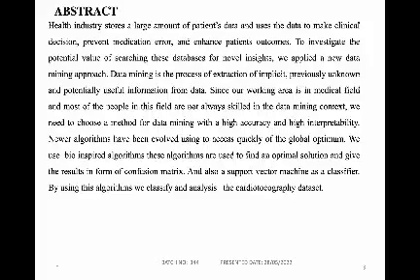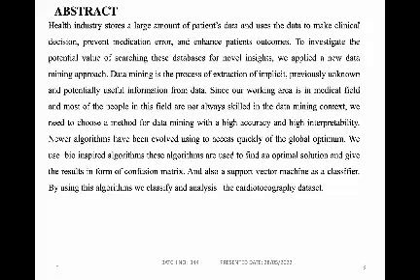Abstract: the cardiotocography is used by doctors to check the heartbeat of the child. Next, to decrease the features in the dataset with accuracy using a bio-inspired algorithm, which is also known as the BAT algorithm. The health industry stores a large amount of patients' data and uses the data to make clinical decisions, prevent medication error, and enhance patients' outcomes.